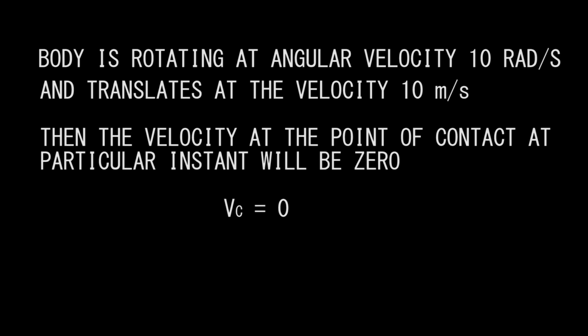So let's take an example. Suppose the body is rotating with an angular velocity of 10 radian per second and translates at 10 meter per second, then the velocity obtained at the point of contact is 0.